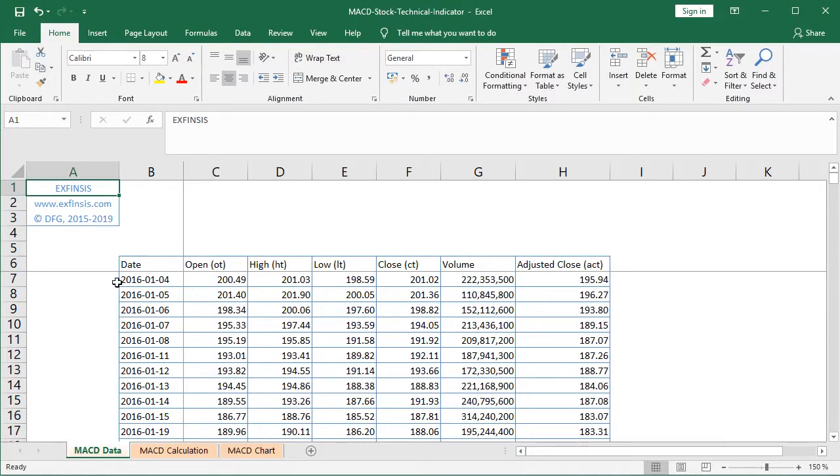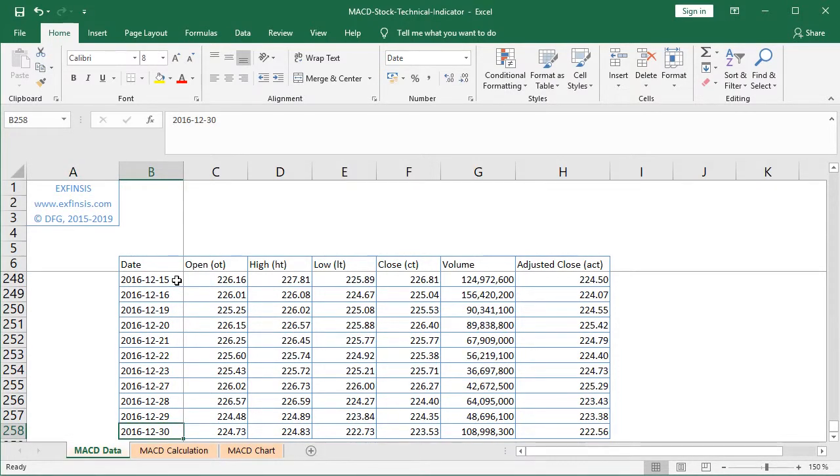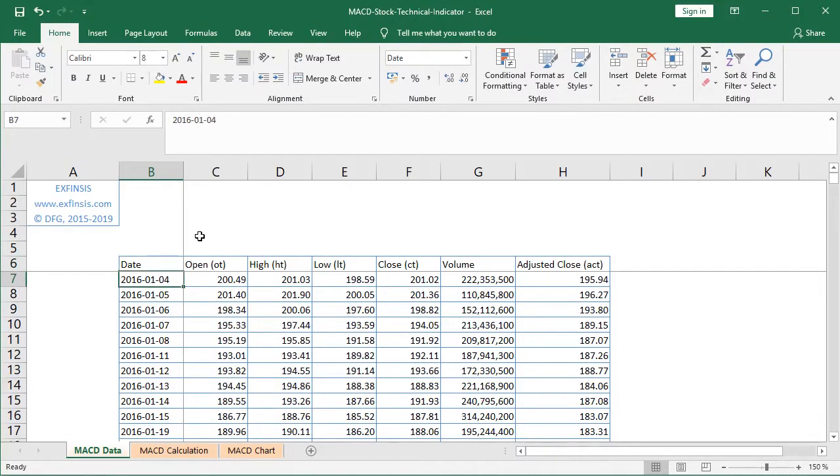As we can see, data is with daily frequency, and it's from the beginning of 2016. So we select B7, press Ctrl down arrow all the way to the end of 2016. Therefore, 1 year of data, 252 observations for each of these time series. So we press Ctrl up arrow, down arrow to go into the beginning of the time series.